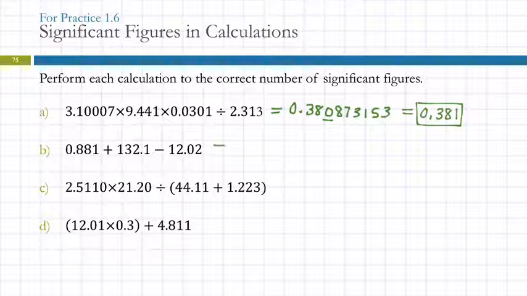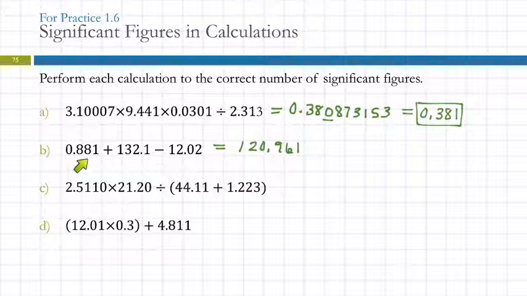So I do the math, and the calculator says 120.961. Adding and subtracting both use the same rule. I'm looking for the fewest number of decimal places.